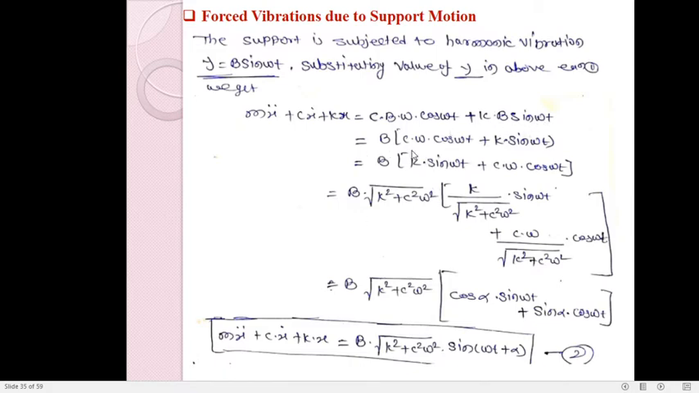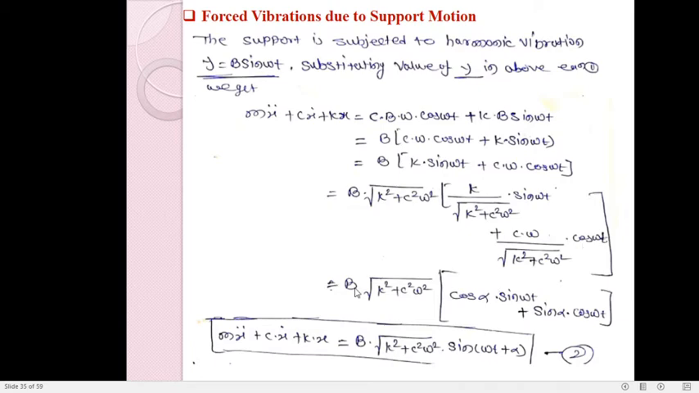So we will rearrange the terms and take b common from both these terms. We could write the equation like this: b in the bracket, k into sine omega t plus c into omega cos omega t. Now let us divide and multiply this side of the equation by the square root of k square plus c square omega square. So we will write the equation like this: k upon square root of k square plus c square omega square into sine omega t plus c into omega upon square root of k square plus c square omega square into cos omega t.